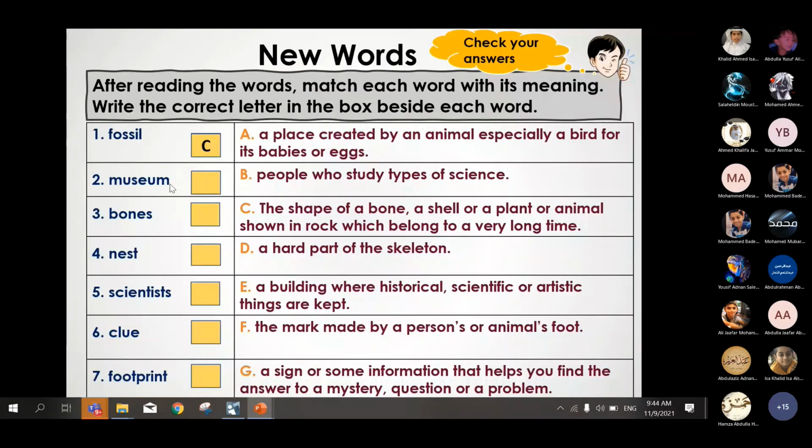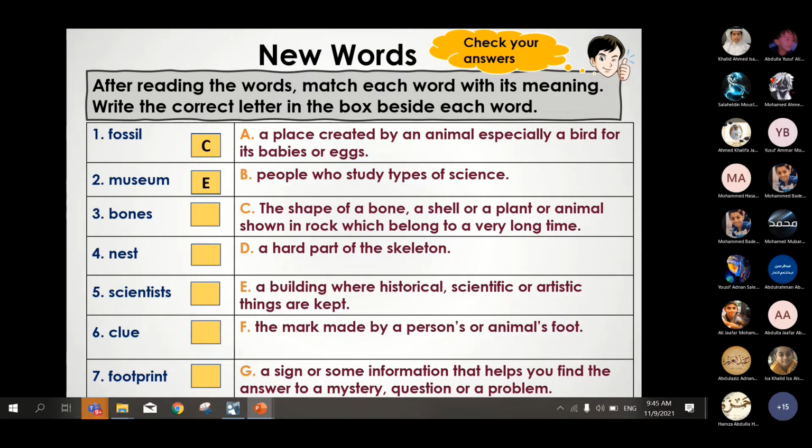Now, what is the meaning of museum? Ahmad Muhammad, are you there? Yes, teacher. Ahmed, Hashim says that the museum is E. Read and check if he is correct or not. A building where historical, scientific, or artistic things are kept. Yeah, this is the correct answer. Yeah, bravo Hashim. Okay, Ahmed, you can turn off your microphone.